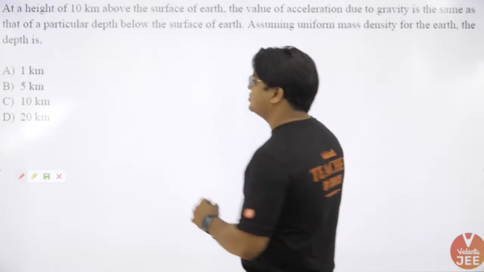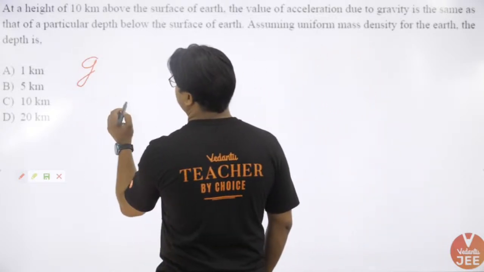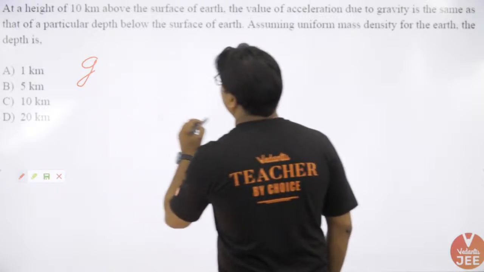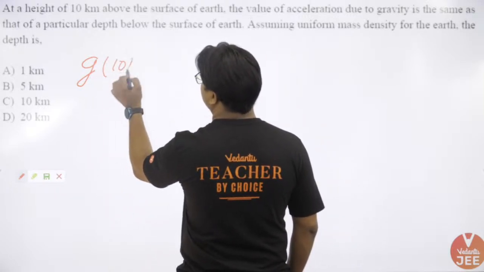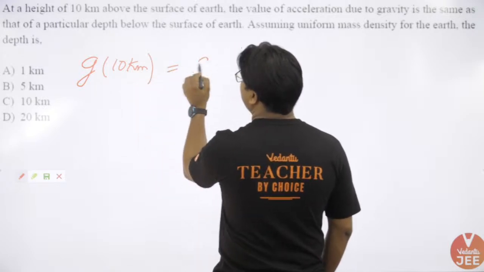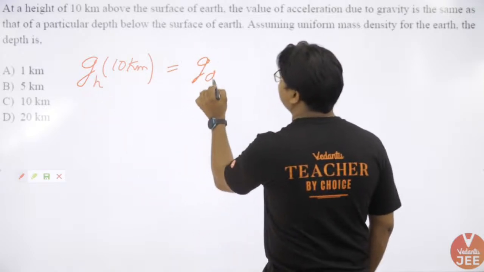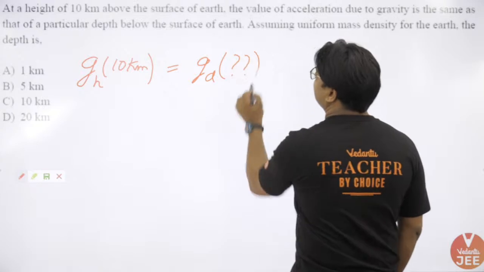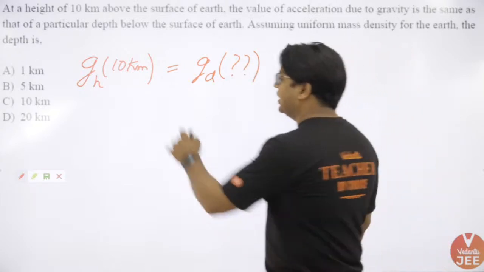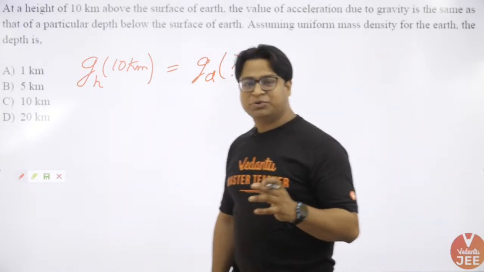I remember that. So this question says that g at a height of 10 km is the same as g at a depth of how much? This is what the question is asking. So 10 km is very small as compared to the radius of the earth.